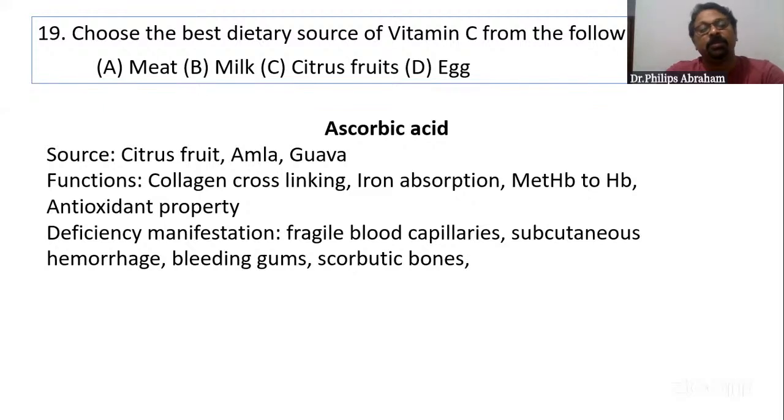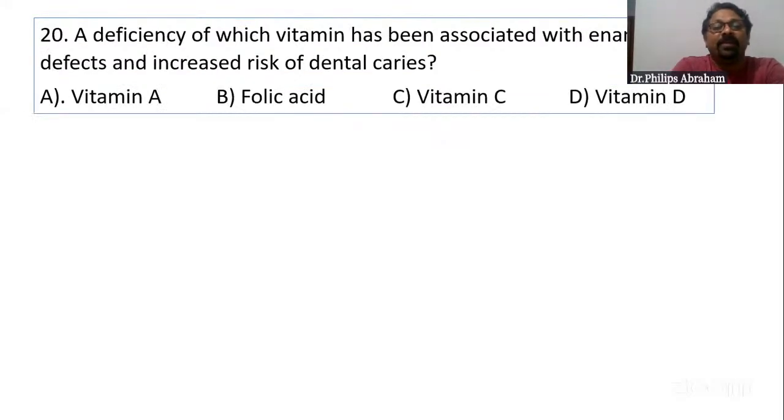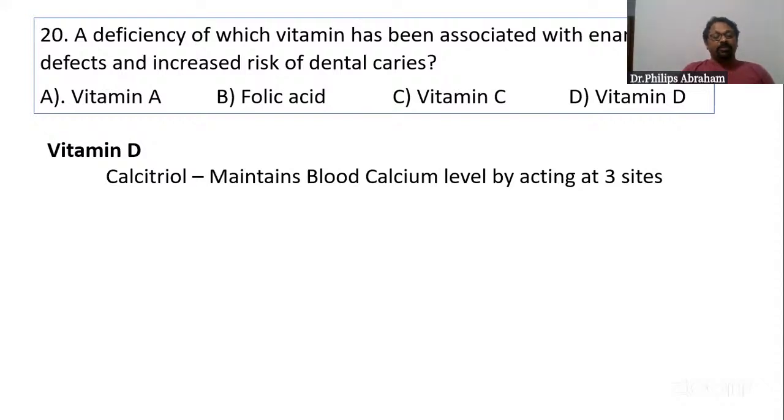Important question, please note. Another one. Deficiency of which vitamin has been associated with enamel defects and increased risk of dental caries? So one by one, we'll say vitamin D. The active form is calcitriol. Calcitriol acts like a hormone.